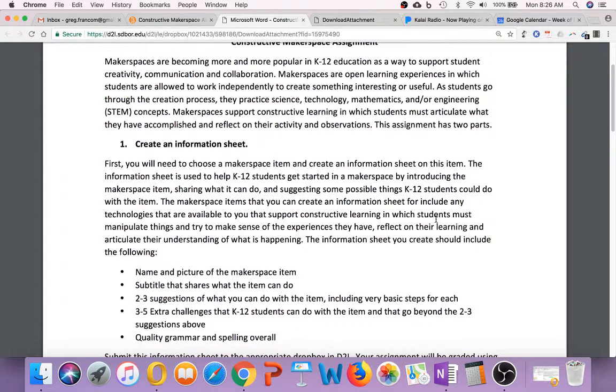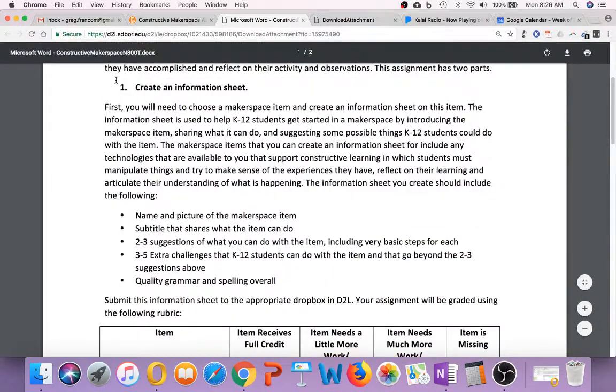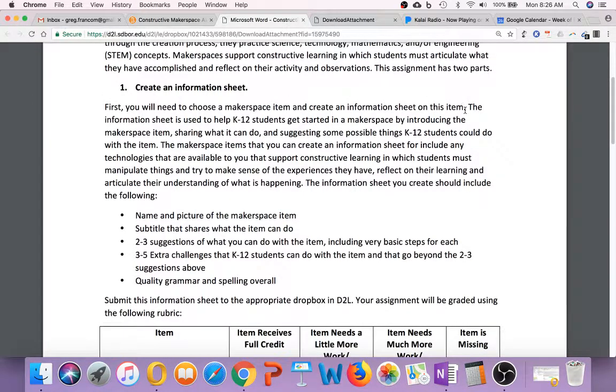Anyway, your assignment is to create an information sheet. You will need to choose a Makerspace item and create an information sheet on this item. The information sheet is used to help K-12 students get started in Makerspace by introducing the item, sharing what it can do, and suggesting some possible things that K-12 students could do with the item.